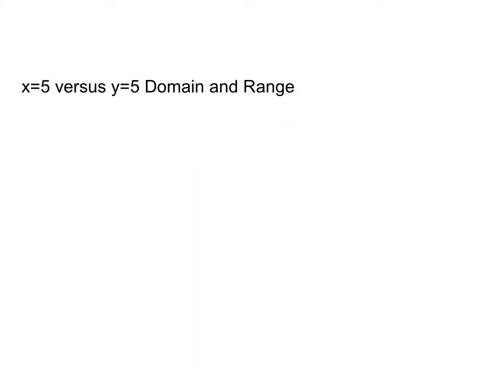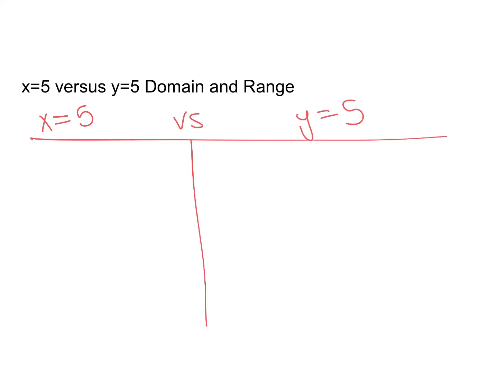Okay, awesome. All right, so one more wrap up here with x equals 5 and y equals 5 in our domain and range, and the differences, because people really get this confused. So x equals 5 versus y equals 5. When you have x equals 5, and also I want to point out that y can also be written as f of x, so it could be written either way, right?